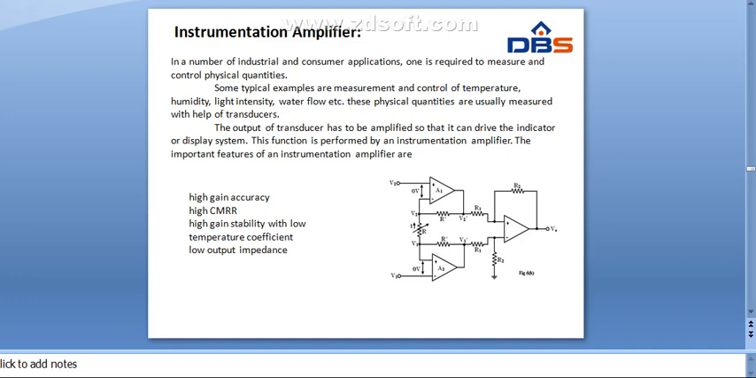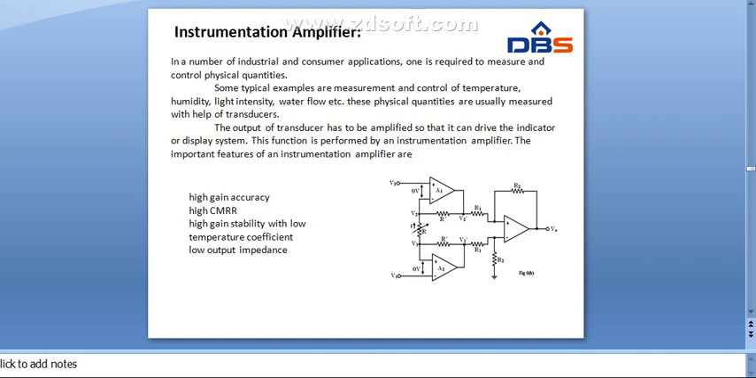Next feature is high input impedance. To avoid the loading effect on the source, the input impedance of the instrumentation amplifier must be very high. Ideally it is infinite. So that's why it has high input impedance.